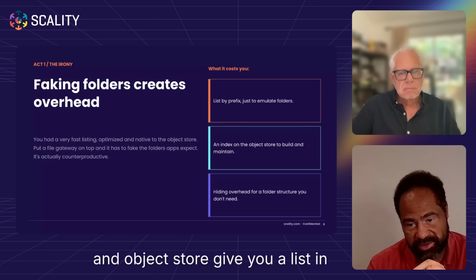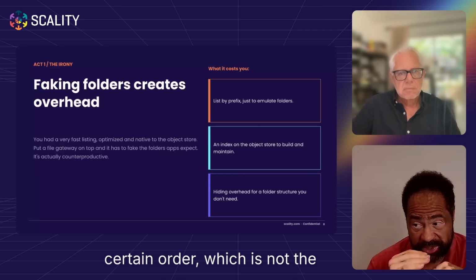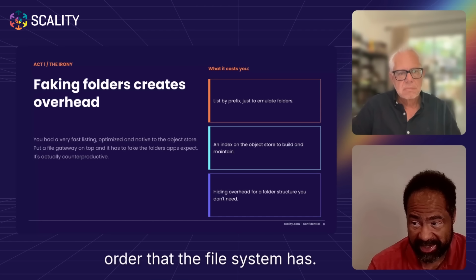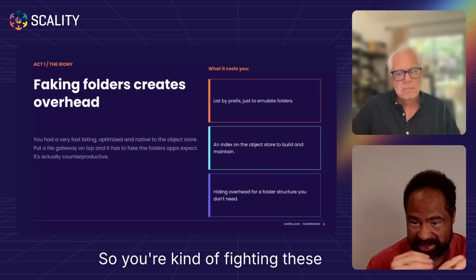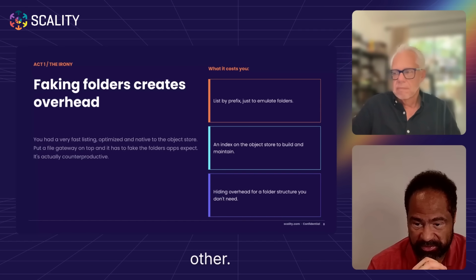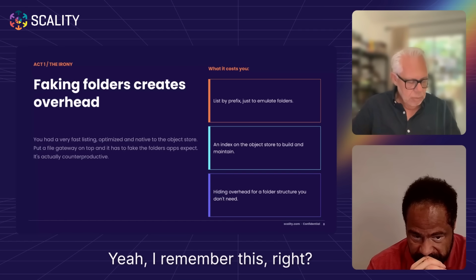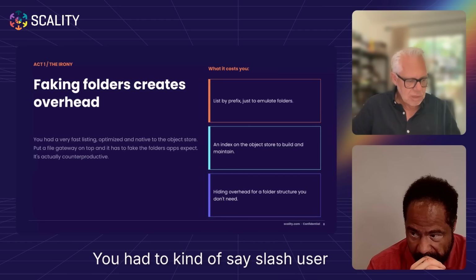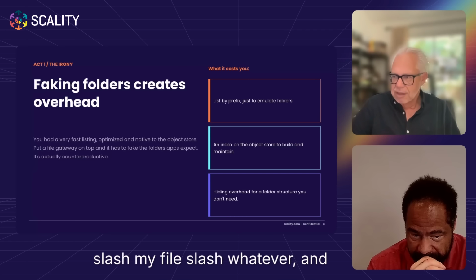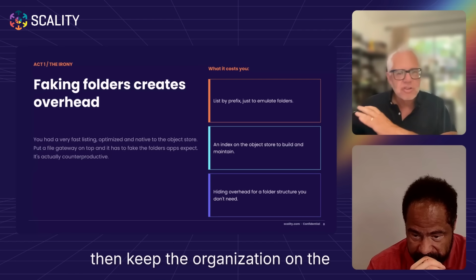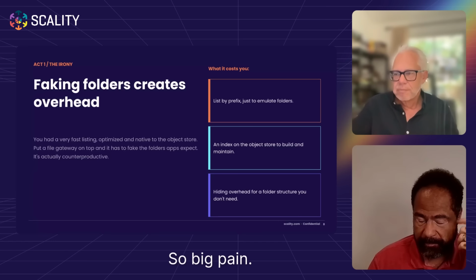The object store gives you a list in a certain order, which is not the order that the file system has. So you're kind of fighting these two different indexes, one over the other. Yeah, absolutely. I remember this, right? You had to kind of say slash user slash my files slash whatever, and then keep the organization on the file system side. So big pain, big pain.